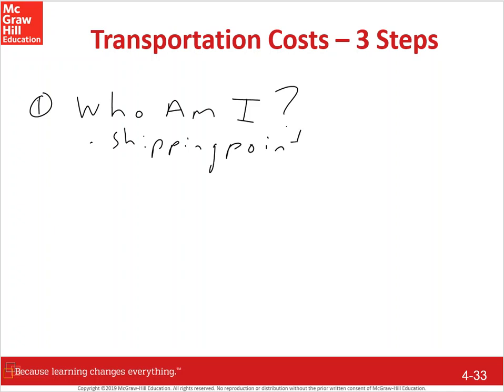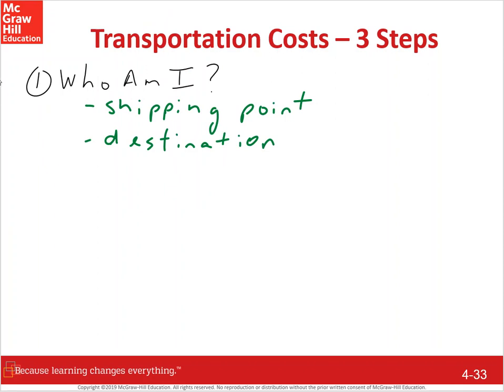Sorry, I know it's sloppy. Shipping point or destination. There, I cleaned that up a little bit. So shipping point or destination. Number two, we need to determine, do I pay? So who pays for the shipping cost? That's the crux here. So am I going to have to pay, or is my vendor or my customer going to have to pay?